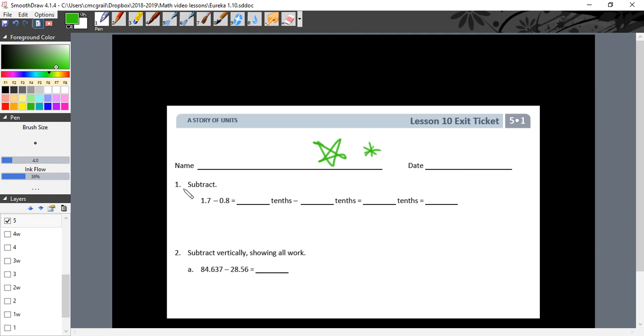Please work on question 1 and question 2. You do not need to use a place value chart, but you may if it helps you.